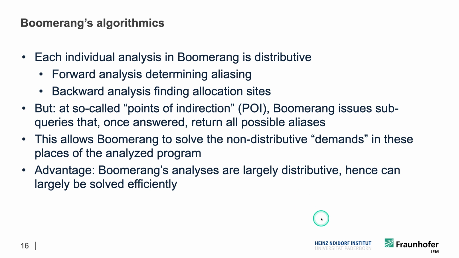And yeah, the large advantage is, of course, that to the largest extent possible, I would say, Boomerang's analyses are distributive, and therefore they can be solved efficiently for the most part, and they can also be solved, and that's also very important, actually pretty precisely for the most part, right? Because as you know, when you have a distributive solver, there's no need to approximate in terms of recursion and so on.